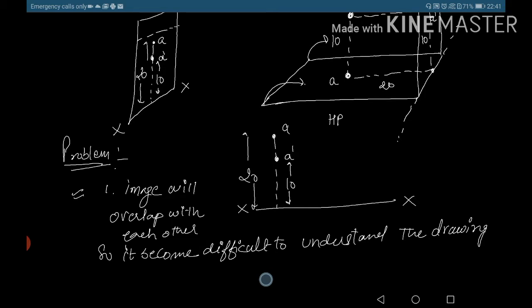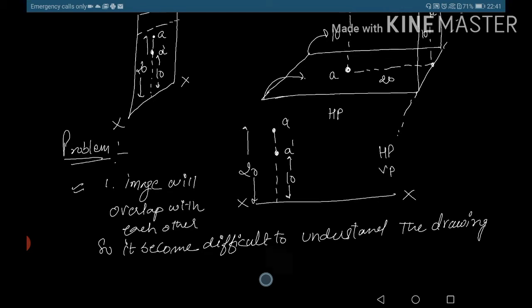Because of this reason we don't adopt projection in the second quadrant, though we should have knowledge of the projection in the second quadrant. In the second quadrant, both HP and VP are above the XX or intersection line. Now come to the third quadrant, projection on the third quadrant.